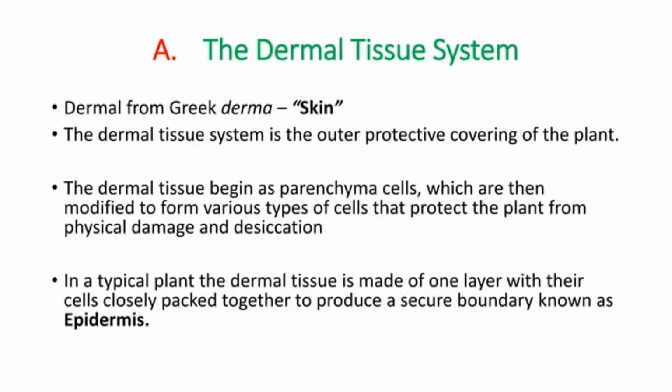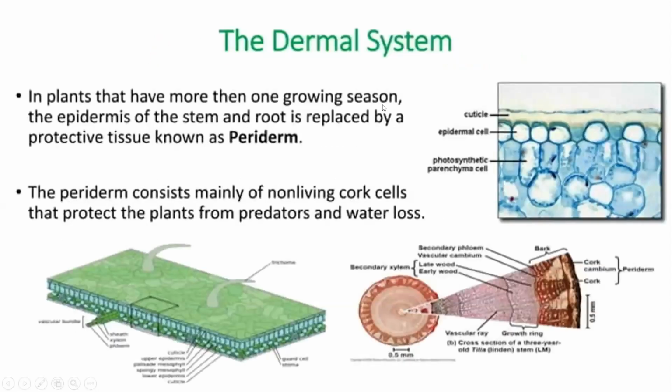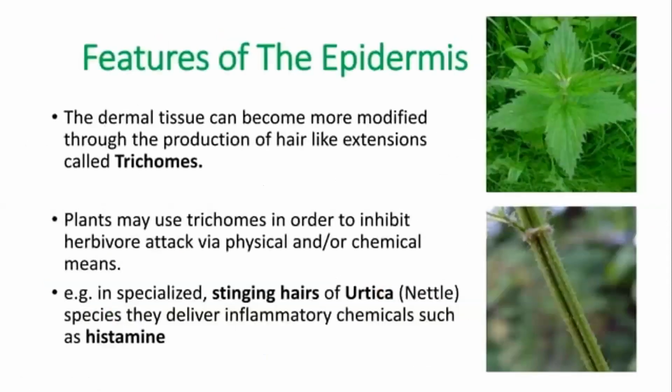Generally in plants, the dermal tissue, that is the epidermis, is made up of only 1 layer with cells closely arranged. So it is called the epidermis. Dermal means outer layer. In plants that have more than 1 growing season, the epidermis of the stem and roots is replaced by the protective tissue known as the periderm. The periderm consists mainly of non-living cork cells, which protect the plants from predators and also water loss. The main function of this dermal tissue system is protection to the inner organs, inner cells. The dermal tissue can become more modified through the production of hair-like extensions called trichomes.